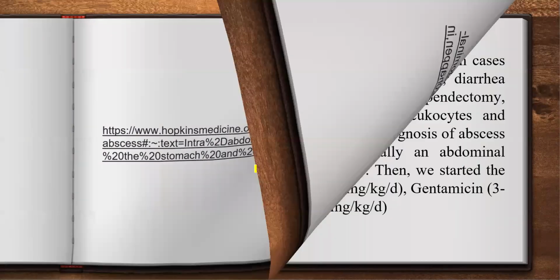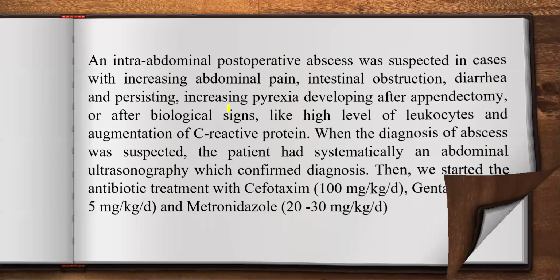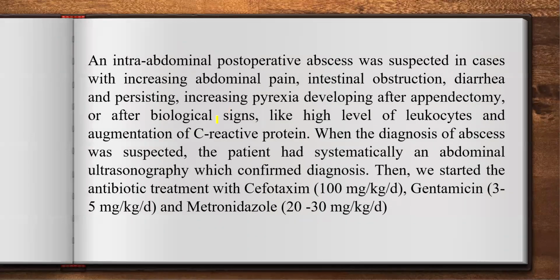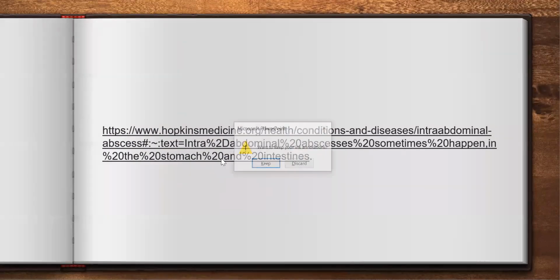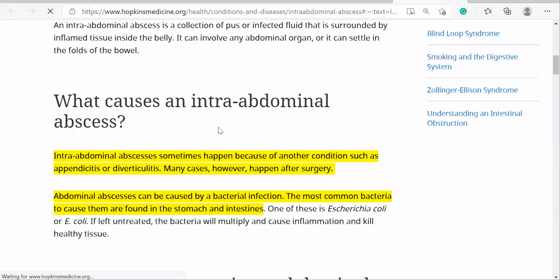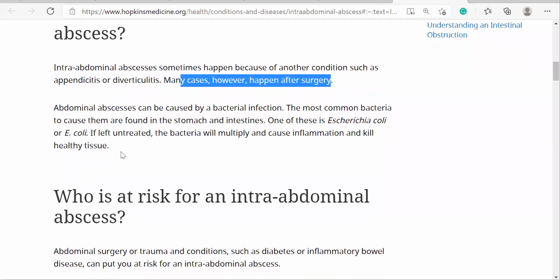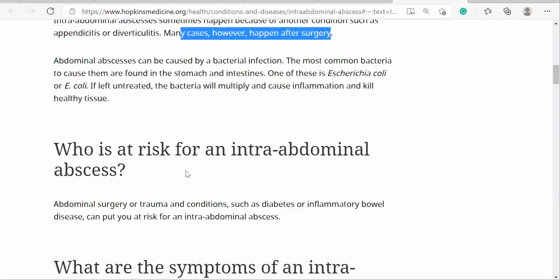If we look here, let's go to this link. So an intra-abdominal abscess sometimes happens because of other conditions such as appendicitis, diverticulitis. In many cases, however, it happens after surgery. And most of the time, these are bacterial infections, most likely E. coli.